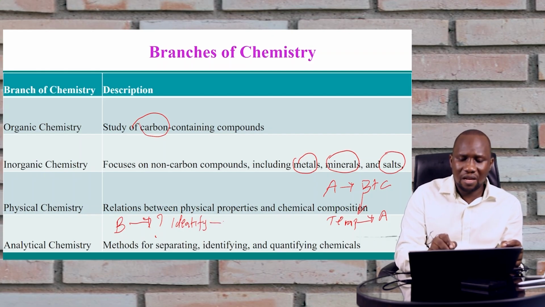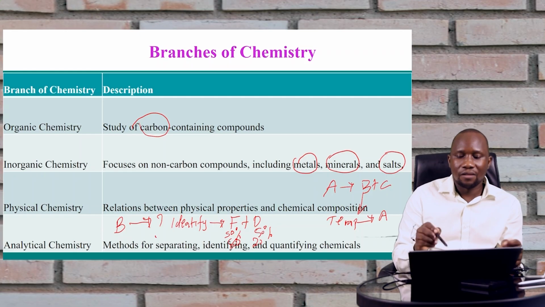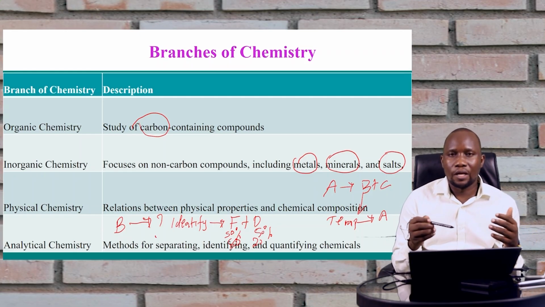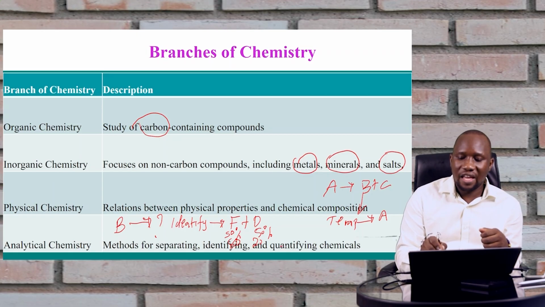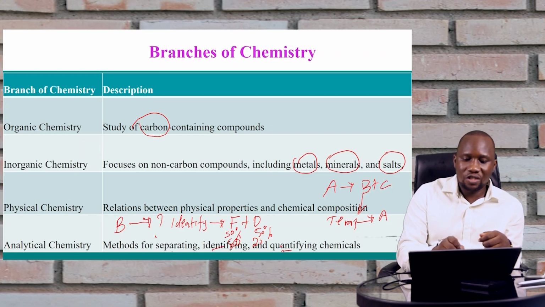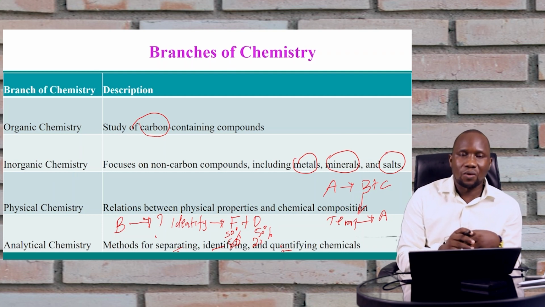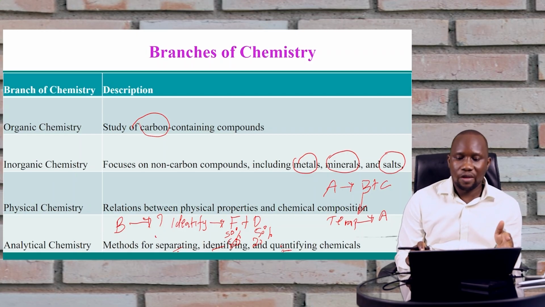But after identifying, you say, okay, B has a substance F and another substance D. But are they combined in the same ratio? Is it a percentage of 50 here and 50 here, or is it 80 here and 20 here? That's about finding out the proportion in terms of the composition. So it's about quantifying how much we have. So identifying, quantifying, and also separating these chemicals is part of what we call analytical chemistry. So you also look at things to do with that.